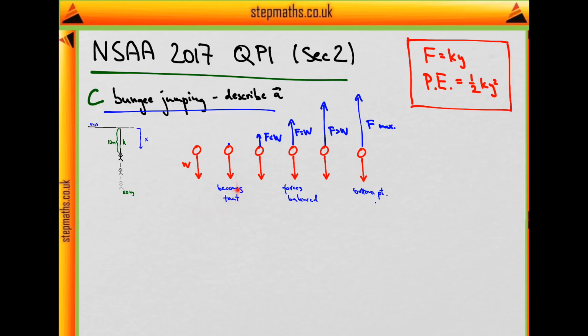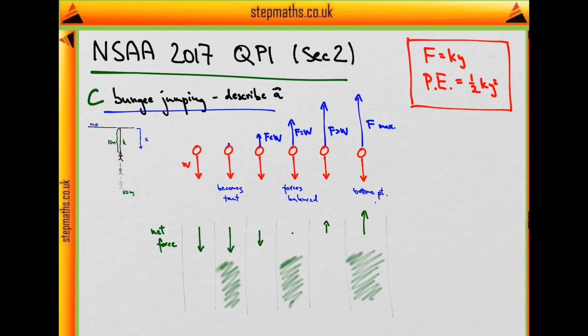So before the string is even taut, that's here, it's just a free fall and no force upwards from the string. But from this point, below that point, the force actually increases as we get further from this position, until it reaches its maximum. That's this bottom point here. That means that the resulting forces are as follows. So the net force at the beginning is downwards, but then it decreases in magnitude. It's more upwards and upwards as this force of the string becomes stronger and stronger.